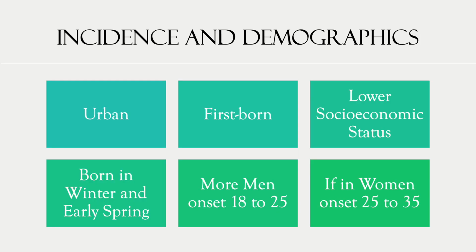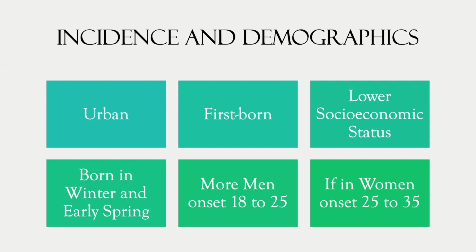Incidence and demographics. Geographic and historical variations in incidence give insight into ideological factors. Higher rates are seen in urban-born, firstborn, lower socioeconomic status, born in winter and early spring. Schizophrenia tends to occur less often in women than in men.